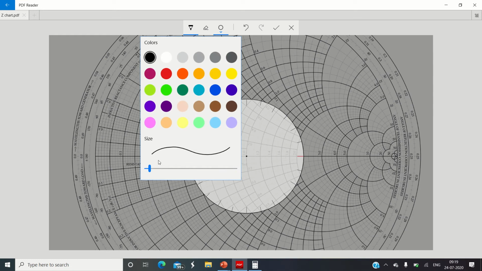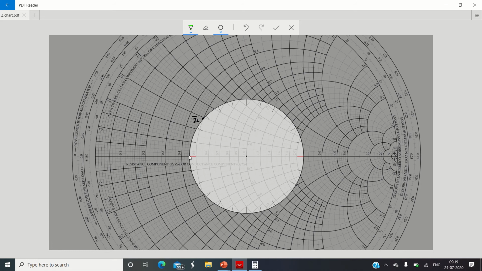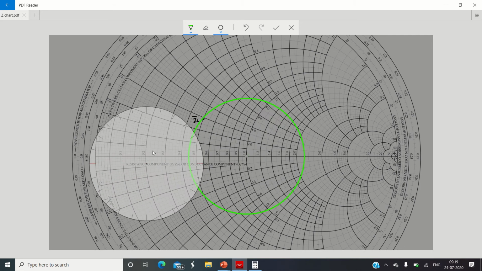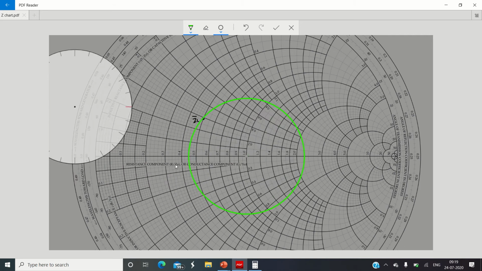For that, I will choose the lime green color as per the sign convention that I use every time. So I will draw this circle, right? This circle is going to pass through that ZL bar point, and this green circle represents the VSWR circle. Once you have plotted the VSWR circle, you note that it is passing through ZL bar. So what is the next procedure to transform ZL bar into YL bar?